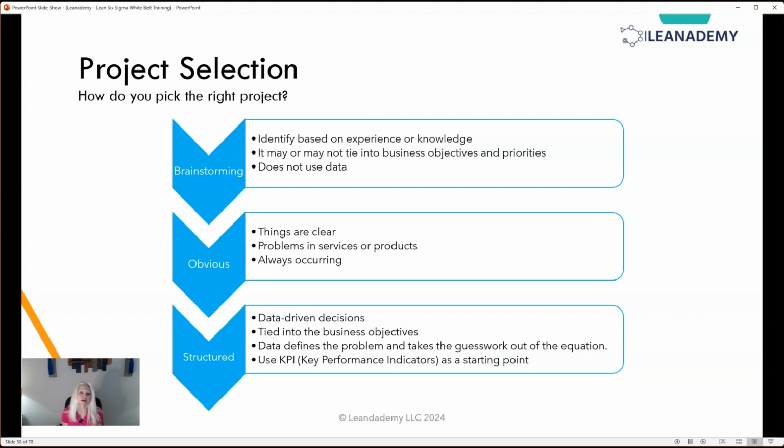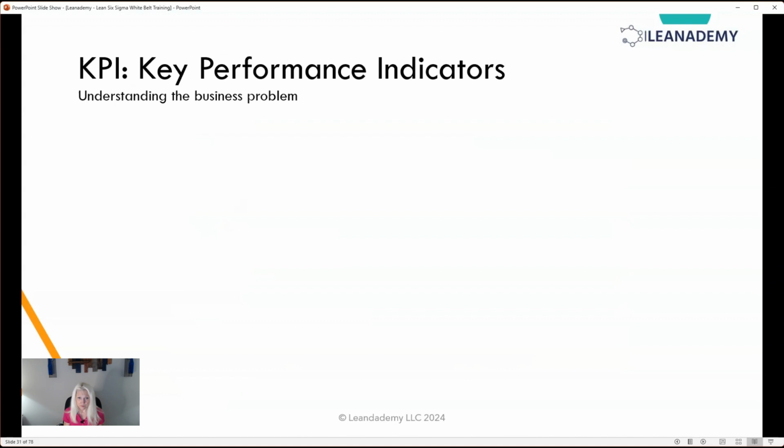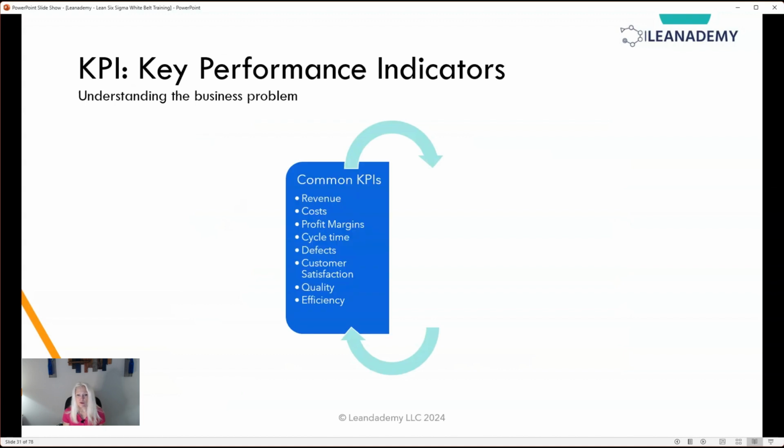So we're using KPIs or key performance indicators as a starting point. So is cycle time bad? Are we getting too many defects? Are we getting too many warranty recalls? Too many customer complaints? Just some things to start to think about. So let's talk about key performance indicators. It's understanding that business problem. So common KPIs when we start to look at are revenue, right? Or cost, profit margin, cycle time, defects, customer satisfaction, quality, efficiency.